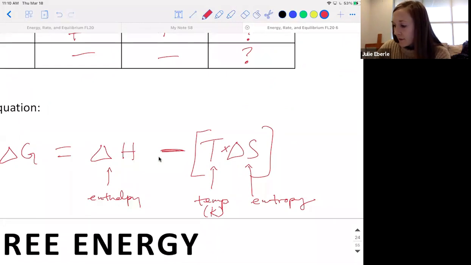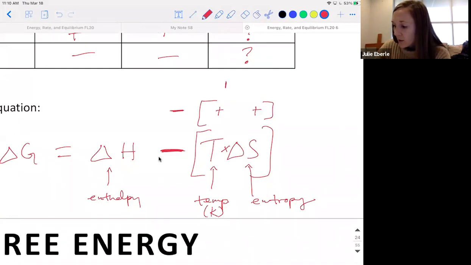Okay. By the way, Kelvin temperatures can never be negative. You always have to plug in a Kelvin temperature and it can never be negative. So temperature will always be positive. All right. Now, if your delta S is positive, a positive number times a positive number is a positive number overall, right? But remember, this negative sign out front is going to make that whole thing negative, right? Because you're subtracting that positive number off whatever your delta H is.